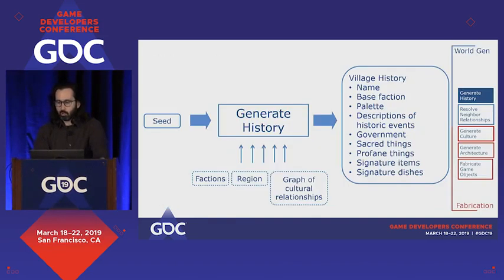For the first 2 steps, generate history and resolve neighbor relationships, we're going to be doing this during world generation, when you click new game and you're spinning up one of these new worlds. And then for the last 3 steps, from generate culture onward, we're going to be doing during the fabrication phase, which is where you've actually entered a particular village and we're generating it on the fly.